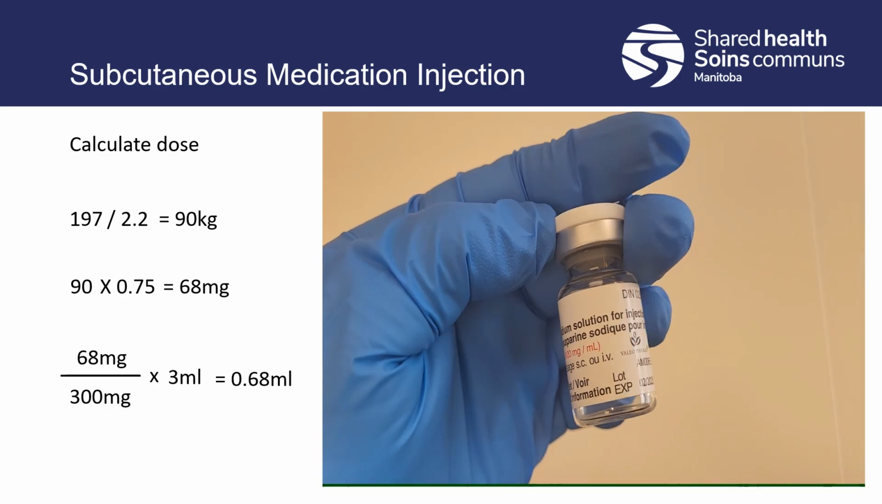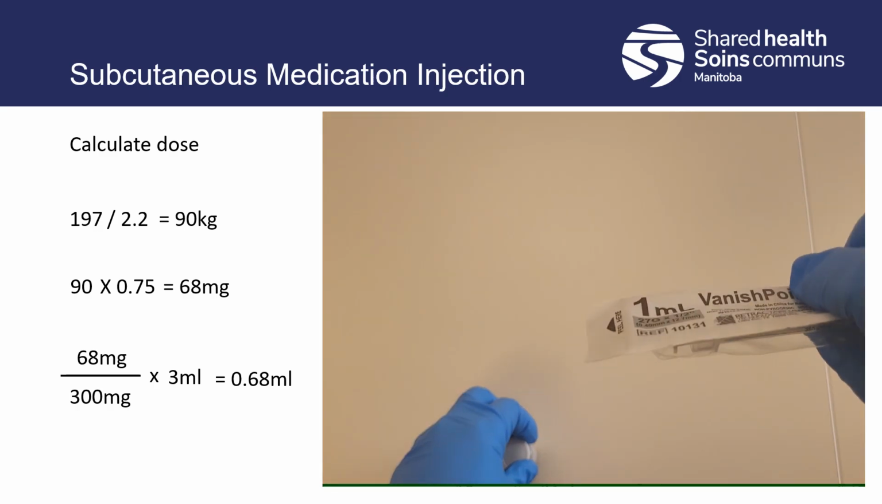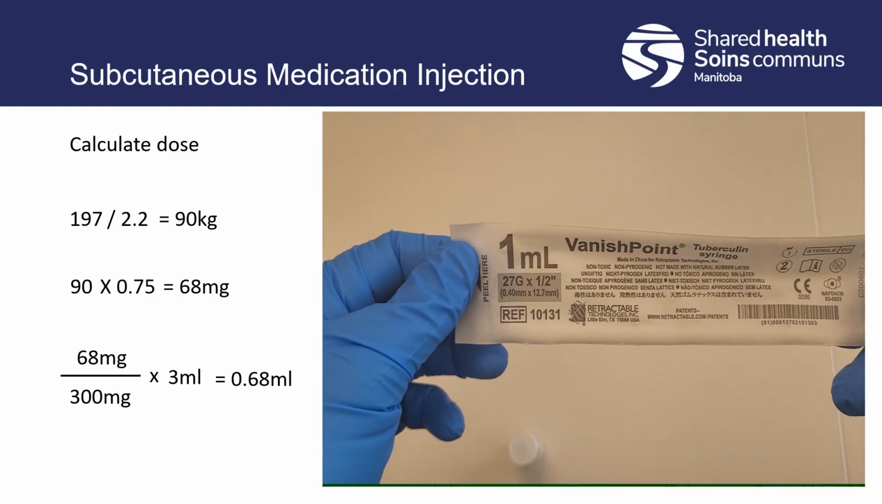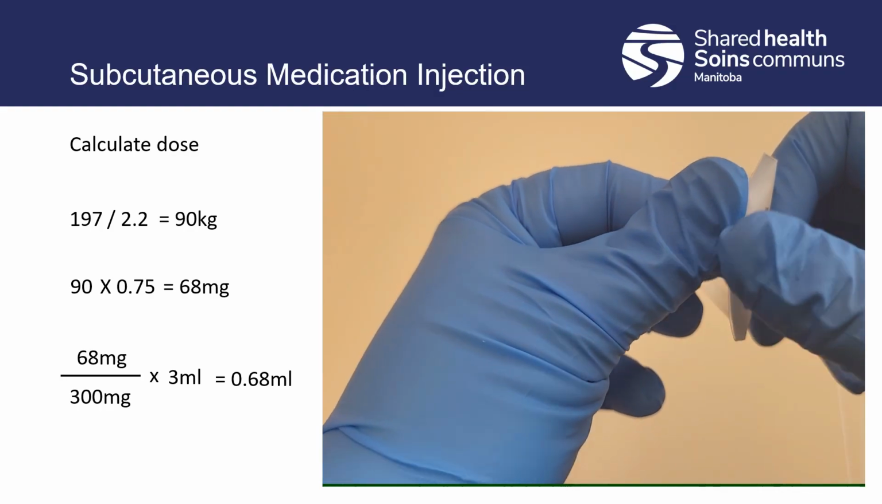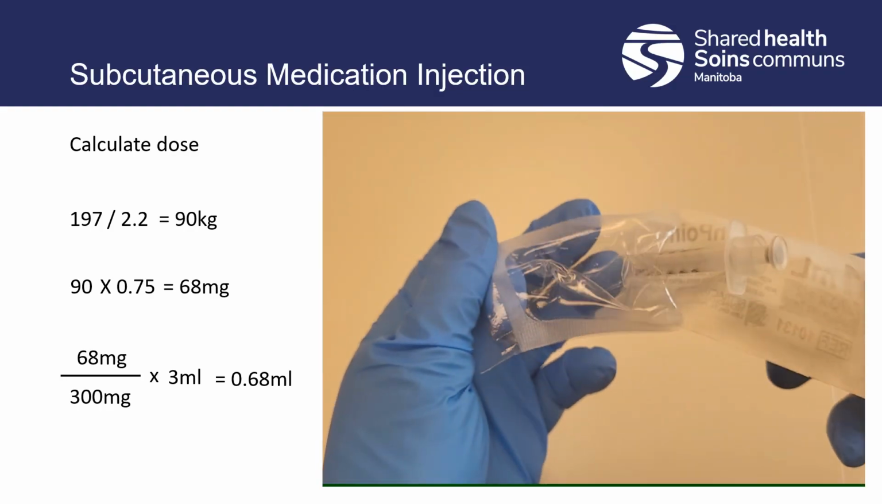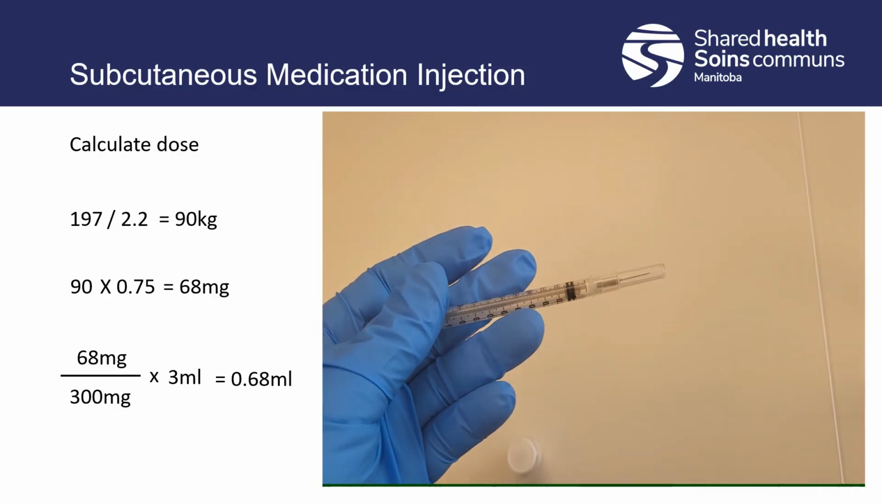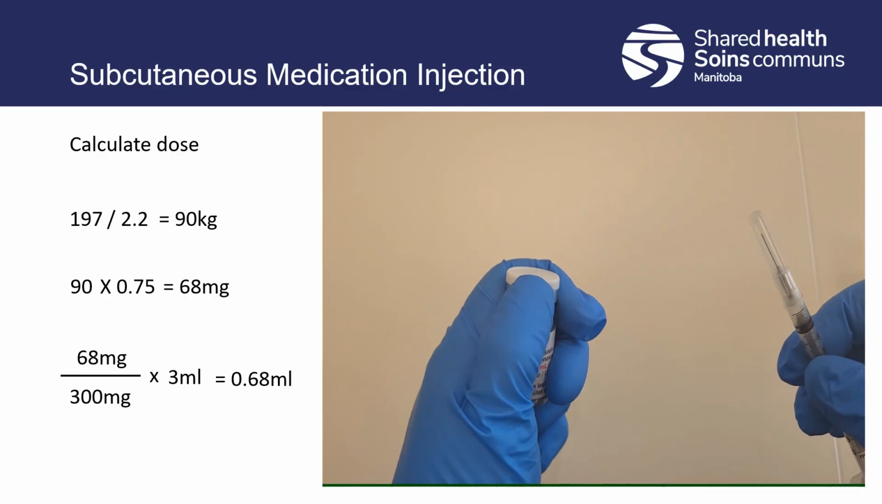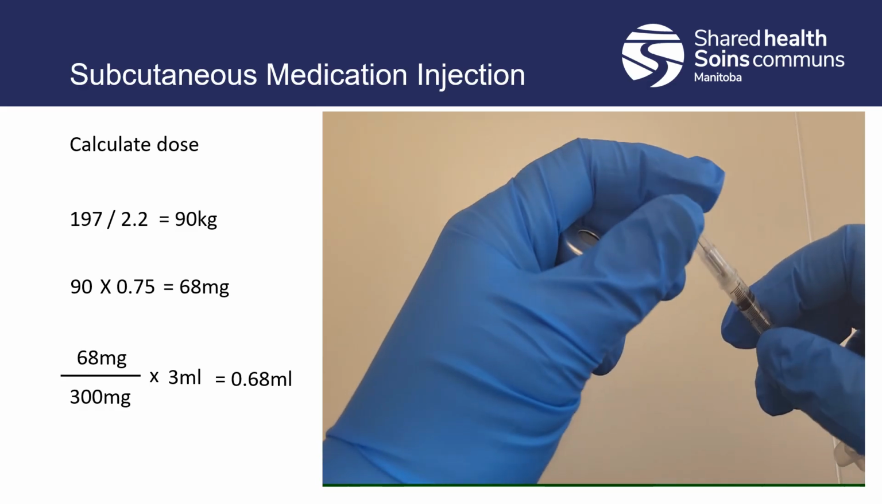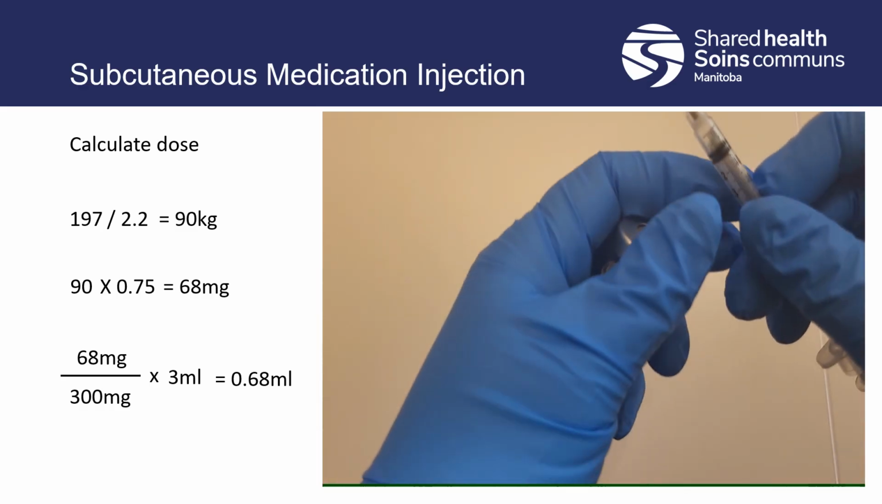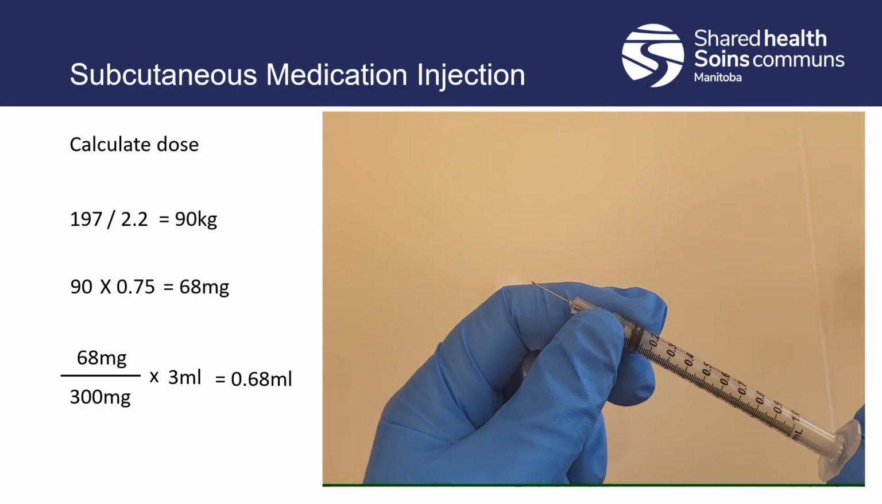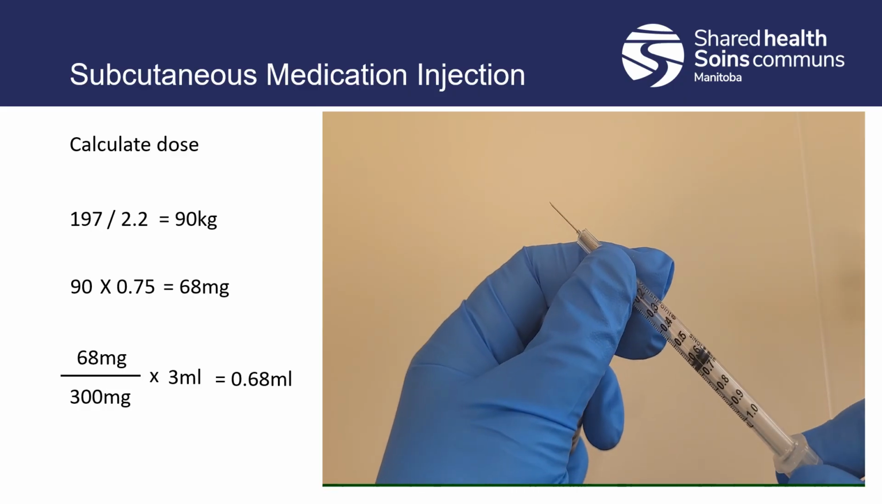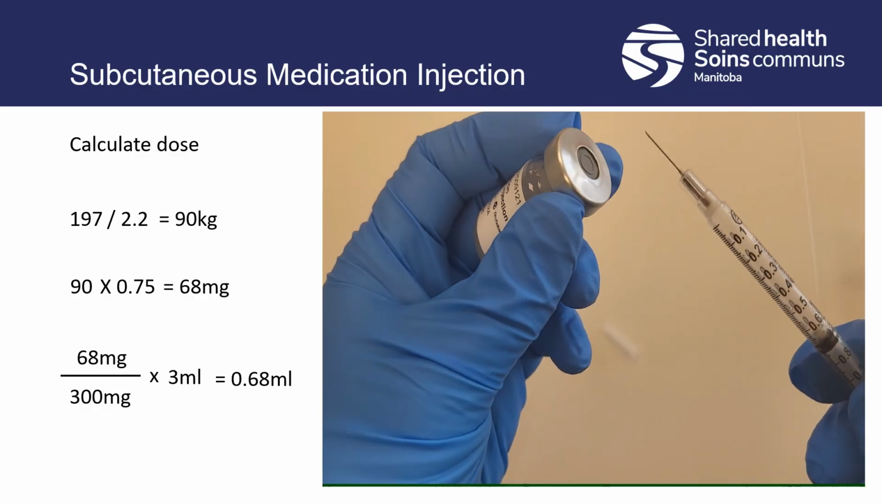So again, we're going to do our patient rights. We're going to make sure it's the right medication and check the concentration. We're going to get our Vanishpoint syringe out. We're going to draw up the air we need. So we're going to draw about 0.7 mLs of air because we need 0.68 of the medication.